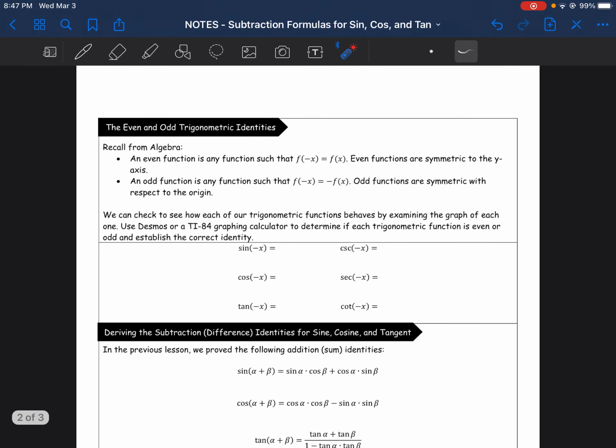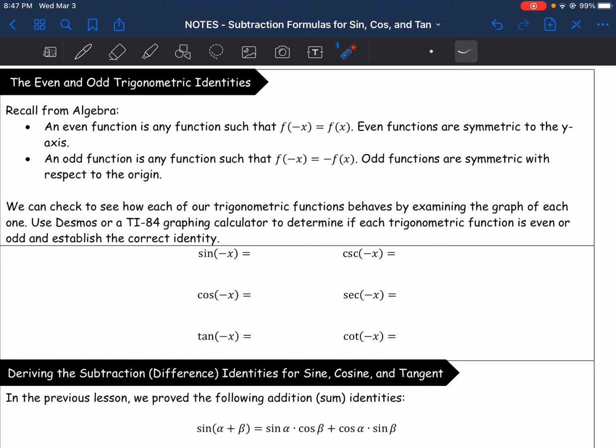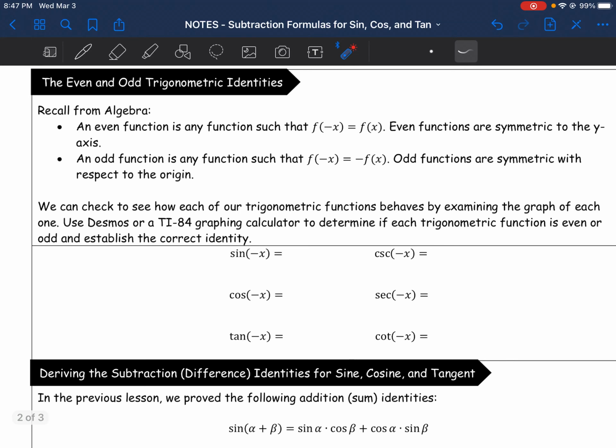The next set of identities we're going to establish are the even and odd trig identities. So recall from algebra that an even function is any function such that f of negative x is equal to f of x. And what this means is that even functions, if you graph them, are symmetric with respect to the y-axis. An odd function is any function such that f of negative x equals negative f of x. And what this does, graphically, is if we plot them on a graph, odd functions are symmetric with respect to the origin. So what we want to do is test whether or not each of the 6 trig values, or 6 trig ratios, are even or odd functions.